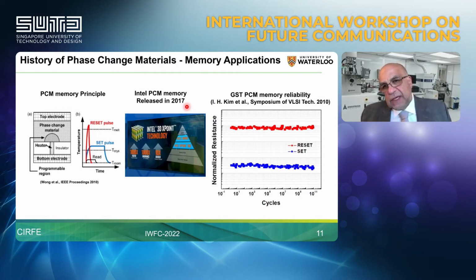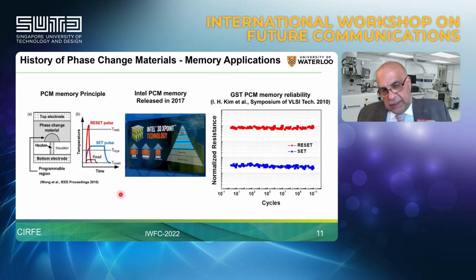For memory application, you need the on resistance to be high, and you need the ratio between the off state resistance and the on state resistance not to be so high. In RF, we need the on resistance to be very low, and the ratio between the off state resistance to the on state resistance to be high in order to get low insertion loss and high isolation.